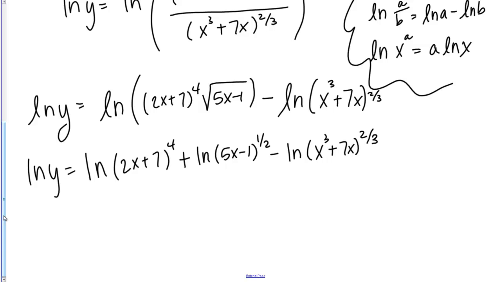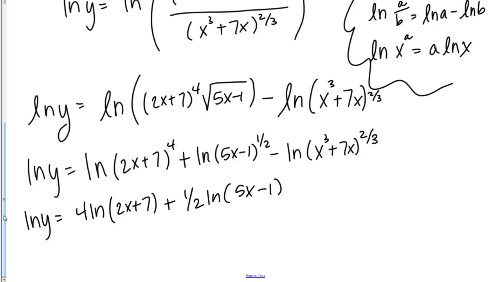The last thing I'm going to do is pull all my exponents out and make them coefficients. So this becomes natural log of y equals 4 natural log of (2x plus 7), plus 1/2 natural log of (5x minus 1), minus 2/3 natural log of (x cubed plus 7x). So I've completely expanded the natural log, so I'm done at this step.